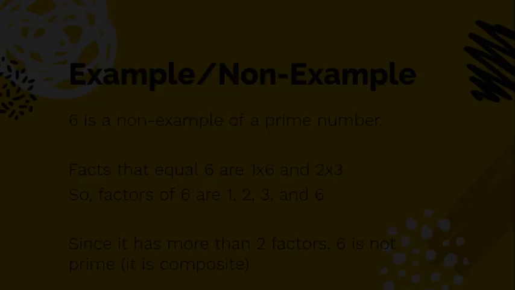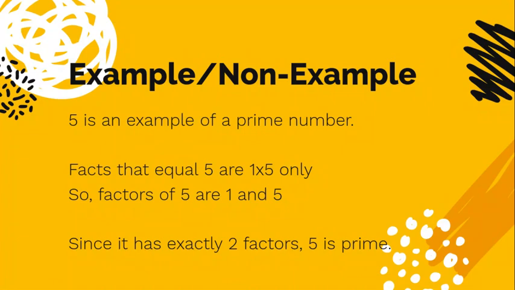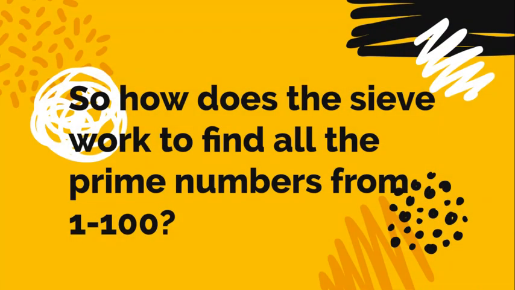It's composite. 5 is an example of a prime number. There's only one fact that equals 5, 1 times 5. So its factors are 1 and 5. Since 5 only has two factors, that makes it prime. Okay. So how does the sieve work to find all the prime numbers from 1 to 100?